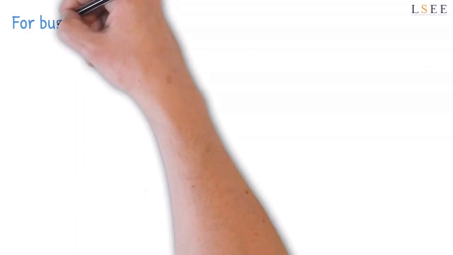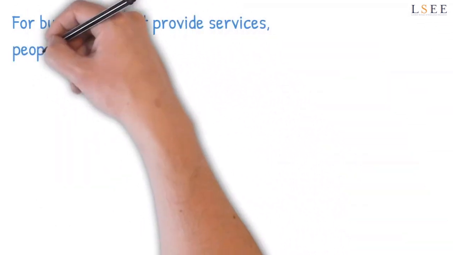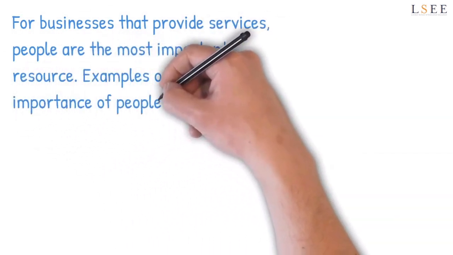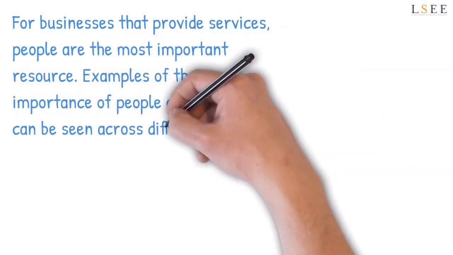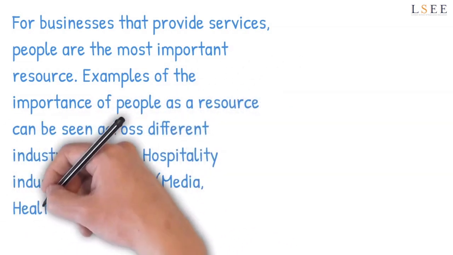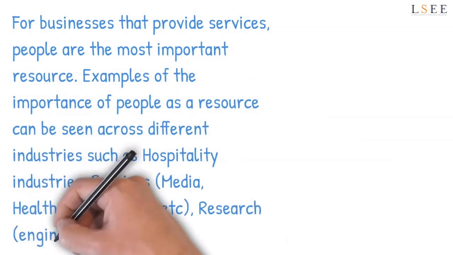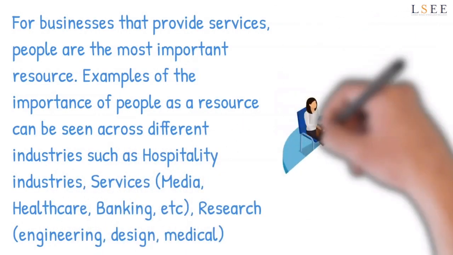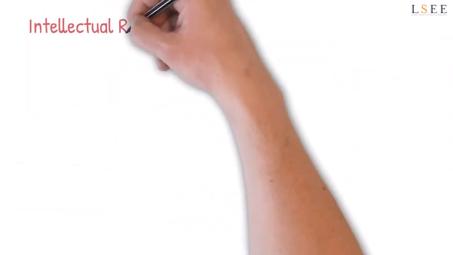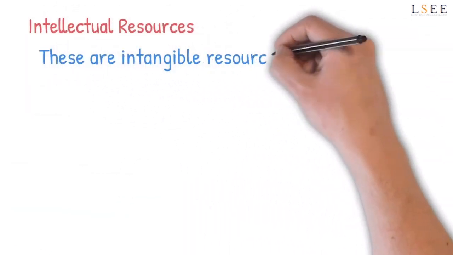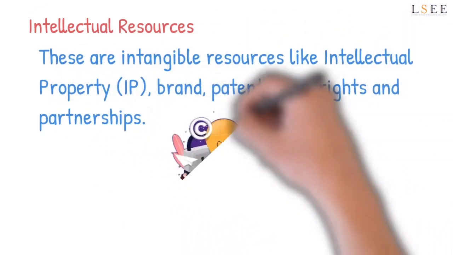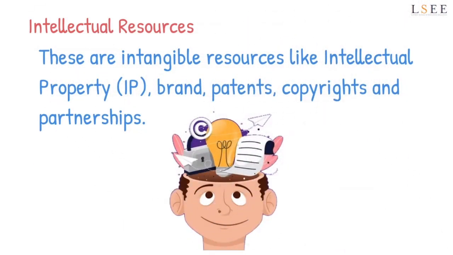For businesses that provide services, people are the most important resource. Examples of the importance of people as a resource can be seen across different industries such as hospitality, services, media, healthcare, banking, etc., research, engineering, design, medical. Intellectual resources. These are intangible resources like intellectual property, IP, brand, patents, copyrights and partnerships.